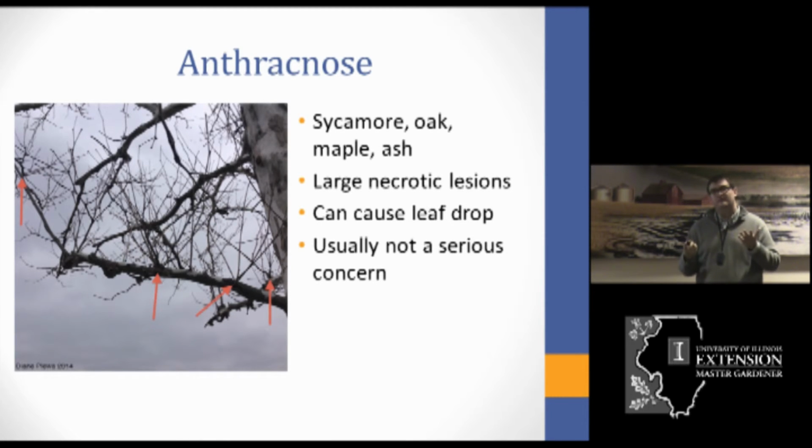It just causes a little bit of leaf drop. In sycamores, however, it's kind of different. A lot of times on sycamore trees you see something called a witch's broom. It's caused by anthracnose again, but it's a lot of growth of twigs from one point on the tree. What that does is cause what's called a witch's broom and a weak attachment point for a lot of branches. Again, not a serious concern. It's not going to kill the tree, but it's just something to be aware of.